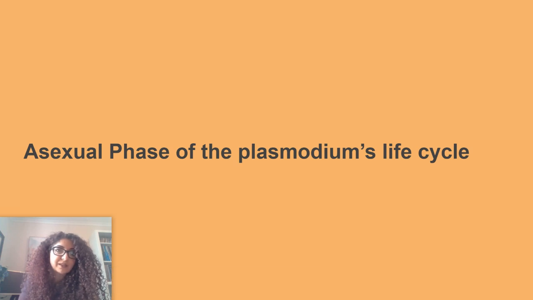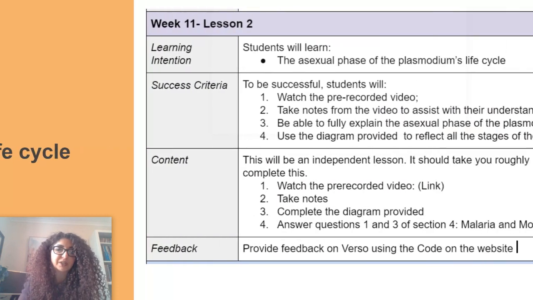Hi everyone. This is the second lesson on malaria and mosquitoes. In the previous lesson, of course, we took a look at the link between malaria and mosquitoes and the unicellular parasite, the Plasmodium. Today, what we're actually going to do is explore the asexual phase of the Plasmodium's life cycle. What you're going to identify in this lesson is the fact that this Plasmodium requires the human body to be able to survive. So let's take a look at how this actually works.